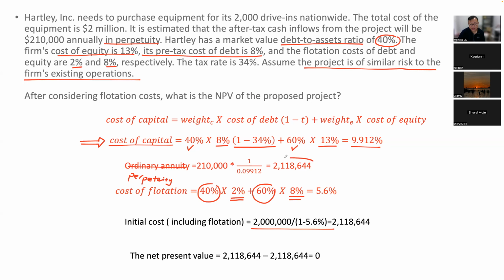So what's your net present value? You use the present value of the perpetuity minus the initial cost, including flotation. So the net present value equals 0. Therefore, this project can be accepted. Does this make sense?